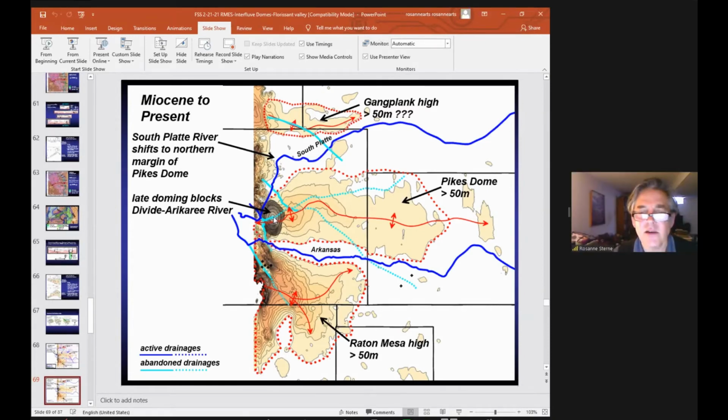Something had to disrupt this divide, the Arickaree River, assuming that it went all the way to the 39-mile volcanics, which is why some chemical analyses of these boulders would be helpful, some age dates of those boulders. But it appears that there's quite a prominent late uplift that has deformed this divide, the Arickaree River.